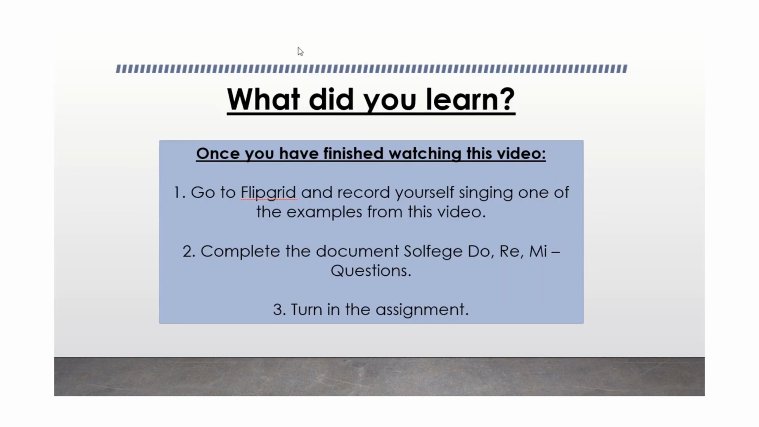Okay, so hopefully you have learned a little bit more about how the notes work in the solfege scale. Now that you've watched the video, go to Flipgrid and record yourself singing one of the examples from this video. Choose A, B, C, D, E. Oh, I skipped E. Well, A, B, C, D, and then there's no E, F or G.